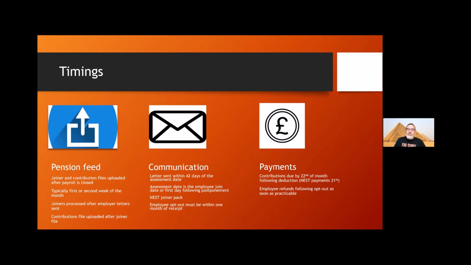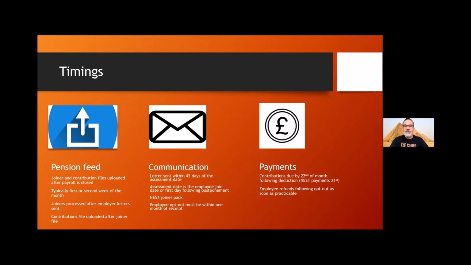Employee refunds following opt-out are as soon as practical. So we'll get a notification of a refund at a point in time. Depending where we are in the pay cycle will depend whether that is refunded in that month or the following month. So potentially an employee may have a further deduction made from their pay after they've opted out. The opt-out will eventually be processed and they will get their money back, but it's obviously a cash flow, where's my money moment. So be aware that it's all dependent on timing.